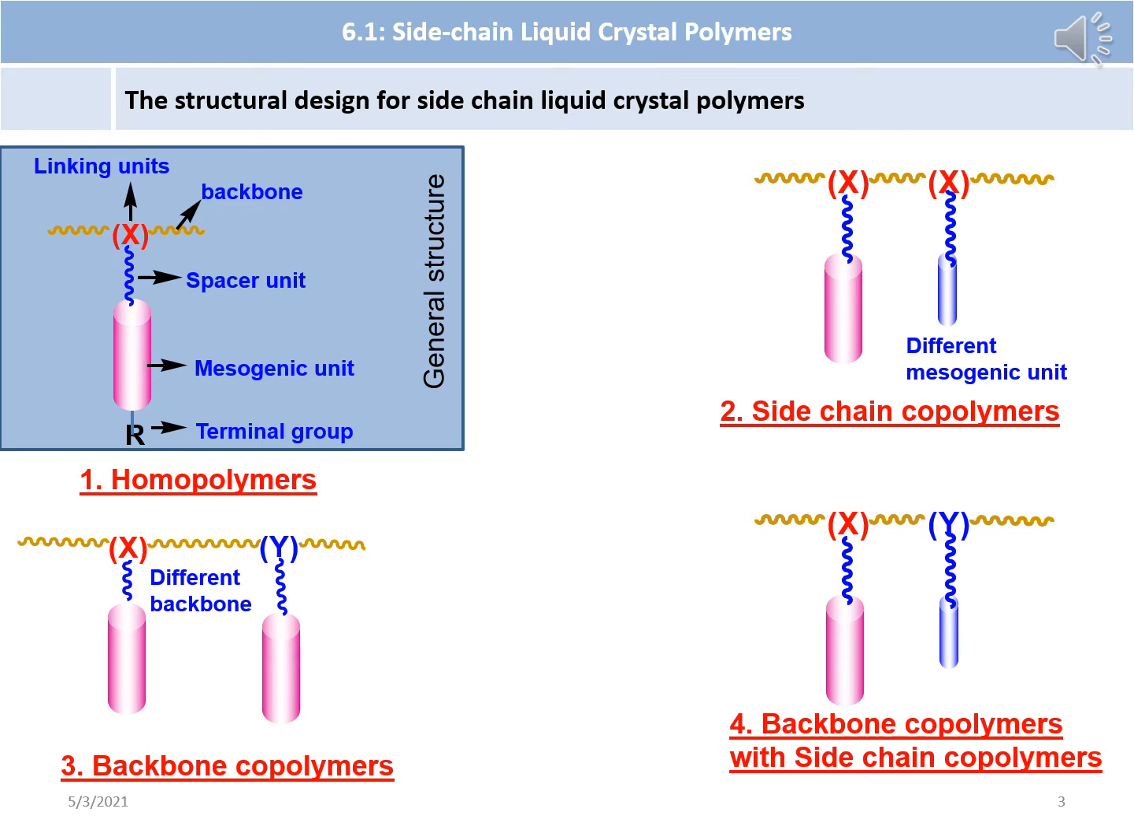A homopolymer is a polymer where every monomer unit of the chain is the same, as shown in design 1. Designs 2, 3, and 4 are examples of copolymers. Design 2 is a side chain copolymer, where it has different mesogenic units. Design 3 is a backbone copolymer, where it has different backbones. Design 4 is the combination of side chain copolymers and backbone copolymers.